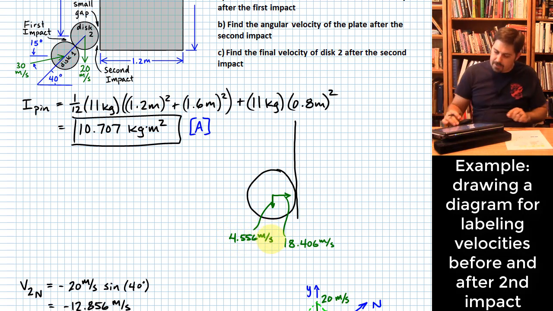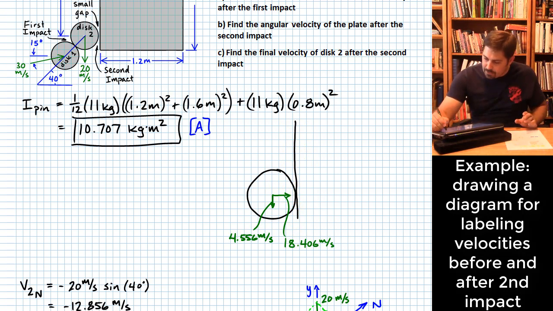The negative means it points down like this. We don't actually really care about that because that's not going to be a significant part of our problem, at least not yet. Okay. So when it does this, the initial velocity of the plate, it begins at rest. Okay, so there is 0 initial velocity.